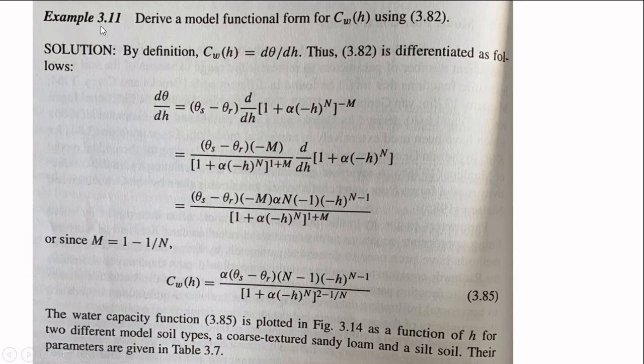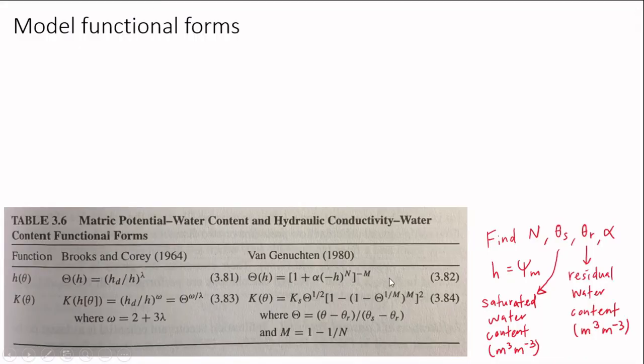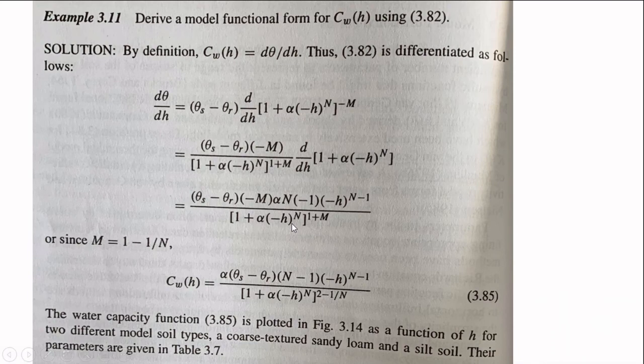All right, this is example 3.11. Derive a model function form for C_w, volumetric C_w, as a function of matric suction, using equation 3.82. So what is 3.82? Using 3.82, we try to come up with the model function form for C_w. So what is C_w? C_w is actually the derivative of volumetric water content with respect to matric suction.